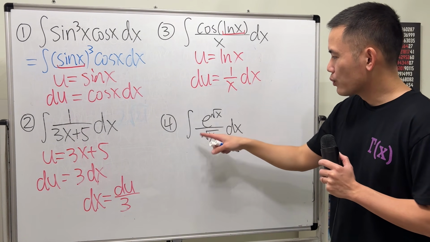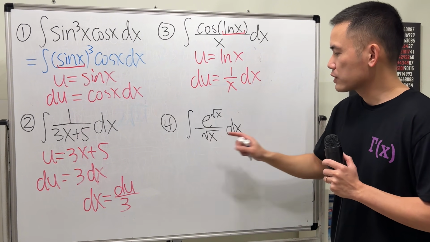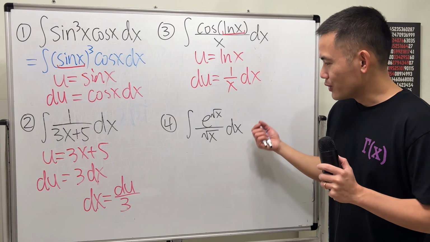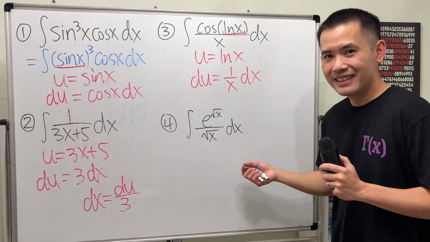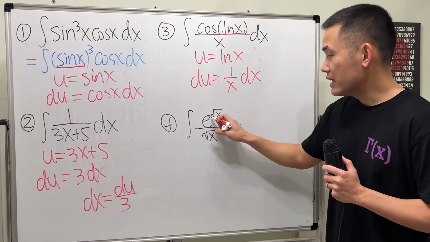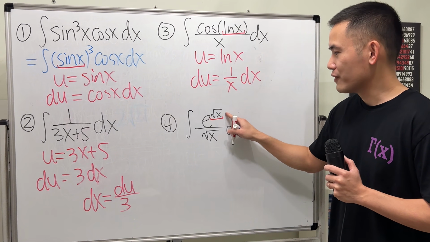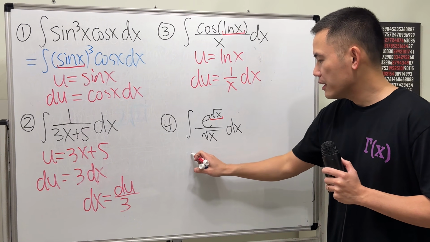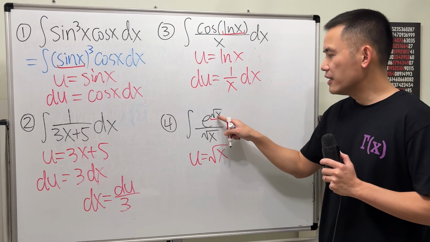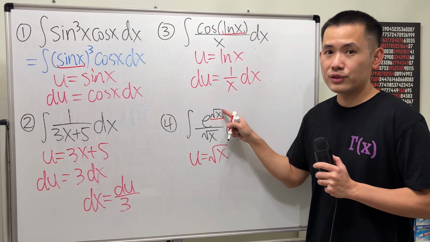Number 4, integral of e to the square root of x over square root of x. Now, what function do we choose and why? Well, in this case I'm actually going to choose the inner function right here, the square root of x. The reason I'm picking u to be square root of x is because that is the inner function inside of my exponential function.